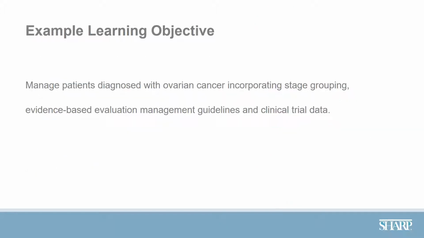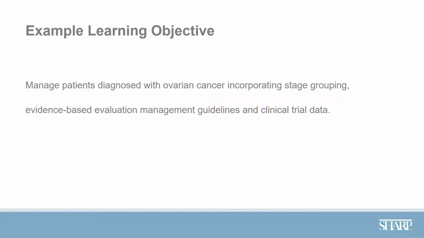Let's look at a specific example. So here's an objective on the screen. Manage patients diagnosed with ovarian cancer incorporating stage grouping, evidence-based evaluation management guidelines, and clinical trial data. All right, so we want to identify all three parts of this objective.